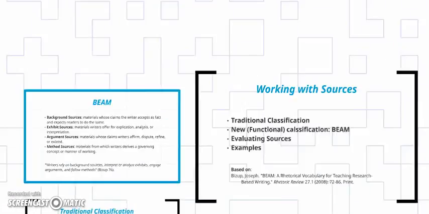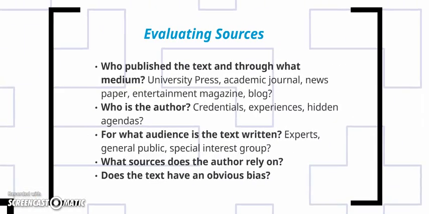Now, an important component of working with sources is evaluating sources. This is especially important in academic writing, but it's also important in other kinds of writing, journalism, for instance. And here are five questions you might ask yourself when you're selecting a source and deciding whether it's worth incorporating into your paper.